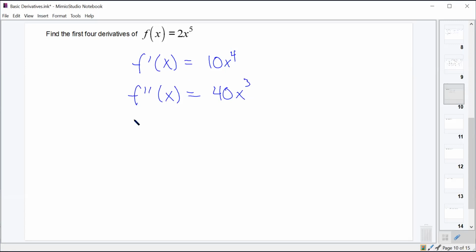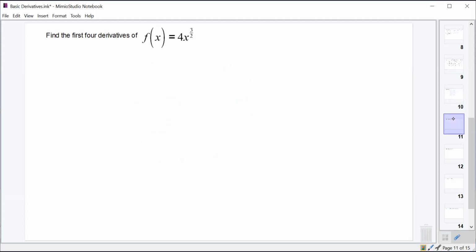And the third derivative then should just be the derivative of that, which will be 120x squared. And the fourth derivative ought to just be the derivative of that, which should be what? 240x. Everybody okay with finding those four derivatives? Yes. Perfect. All right, let's do another one.